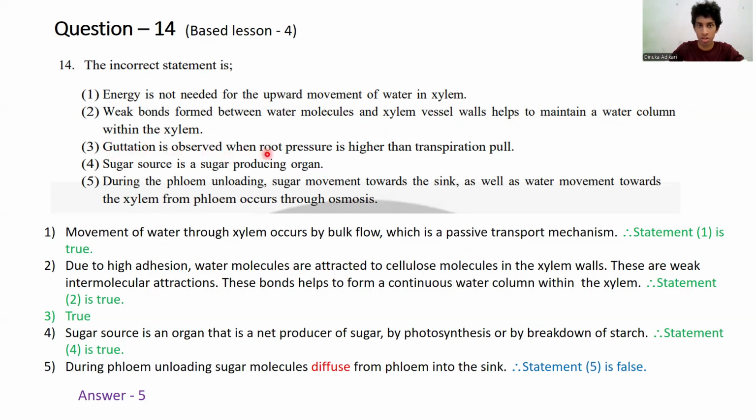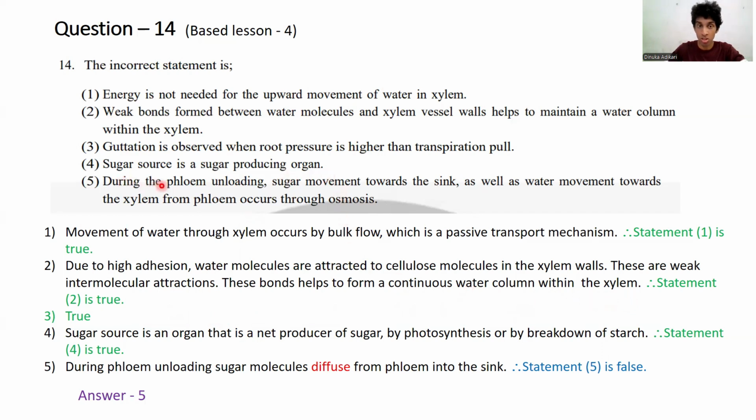3. Guttation is observed when root pressure is higher than transpiration pull. Yes, it's true. We can observe guttation mainly during the night time when the transpiration rate is very low or nearly zero. Therefore, for the guttation to occur, the root pressure must exceed the transpiration pull. Therefore, statement 3 is correct. 4. Sugar source is a sugar producing organ. Yes, sugar source is an organ that is a net producer of sugar by photosynthesis or by breakdown of starch. Therefore, statement 4 is correct.